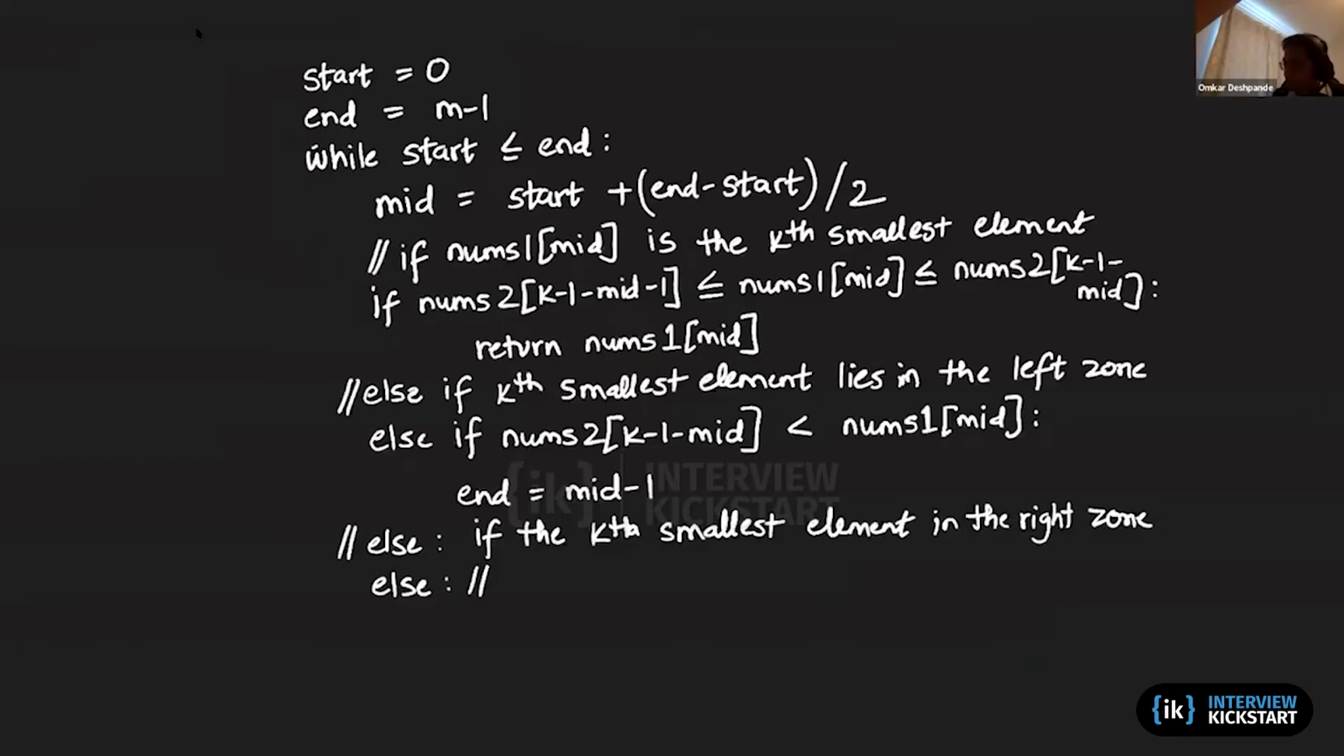So the violation here is that this particular inequality, this particular condition, is being violated. So that means this value, which I thought to be orange, nums2 of k minus 1 minus mid minus 1, is actually bigger than my value.